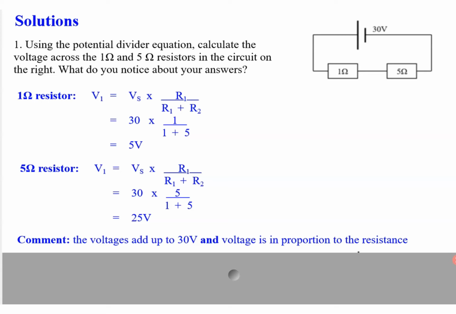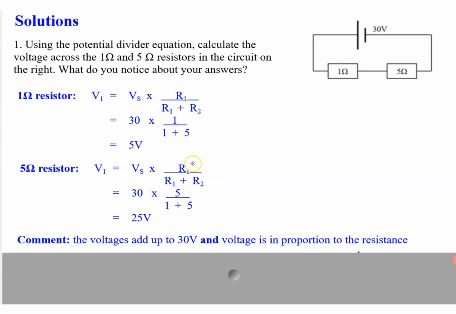For question 1, we have some nice easy numbers, so we're going to use our potential divider formula. We'll call the 1 ohm resistor R1, and V1 is across it. Vs, the supply volts, is 30. R1 is 1, R1 plus R2, 1 plus 5, is 6. So we want to find a sixth of the total volts, which is 5 volts. Then we can do the same for the 5 ohm resistor.